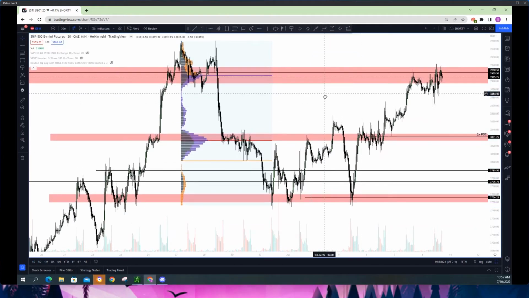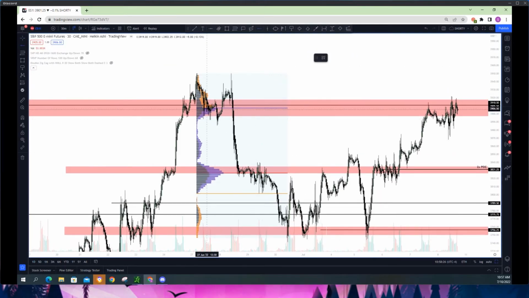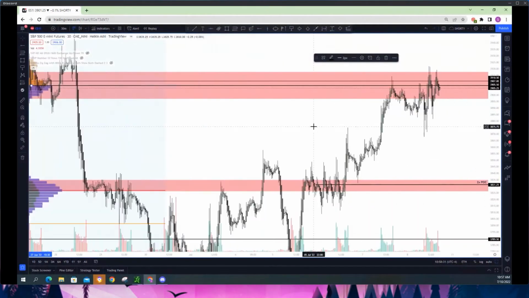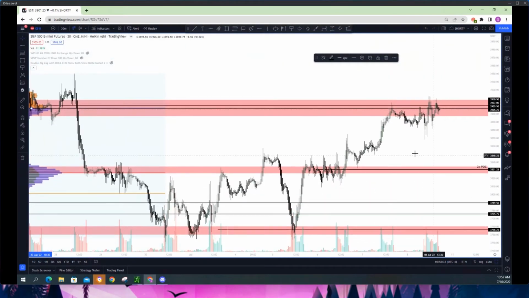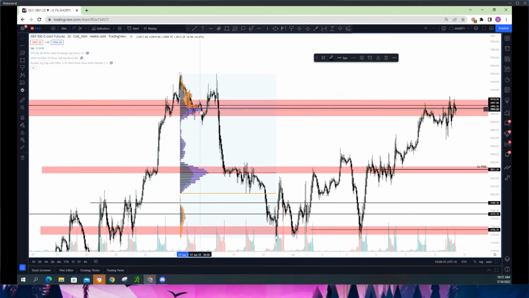Let me just make it a tad bit bigger. This is our resistance right here at 3905. This is our value area high. And that's where the sellers did not agree on the price last time when we were selling off, and they said it's too much. And now we're coming back to revisit that point.